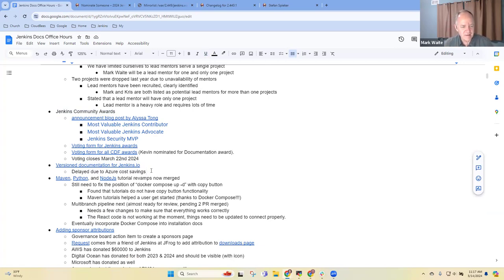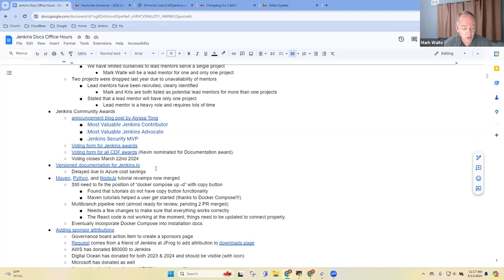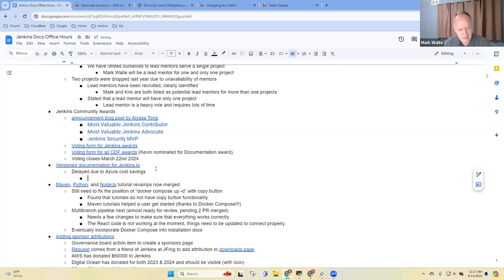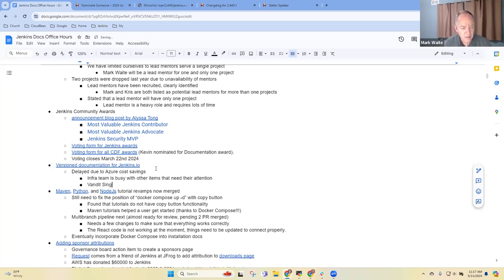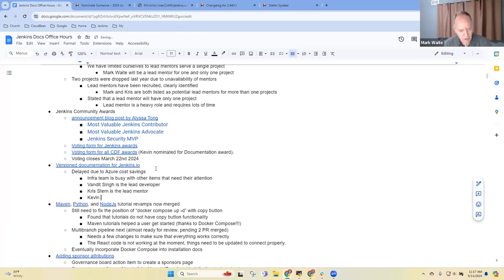So very good. Next topic then is version documentation for Jenkins.io. This is a Google Summer of Code project from last year that is still being evolved and developed. We've got a delay as the infra team is busy with other items that need their attention. And we're delighted to see the continuing progress. Vandit Singh is the lead developer, Chris Stern is the lead mentor, and Kevin Martins is a key reviewer. So thanks to everyone involved in that. It continues to look quite promising.